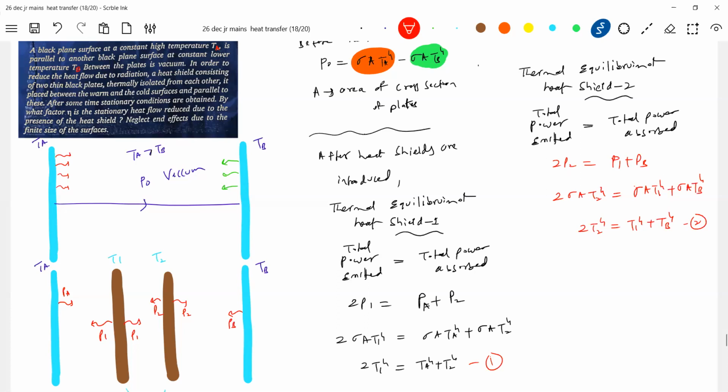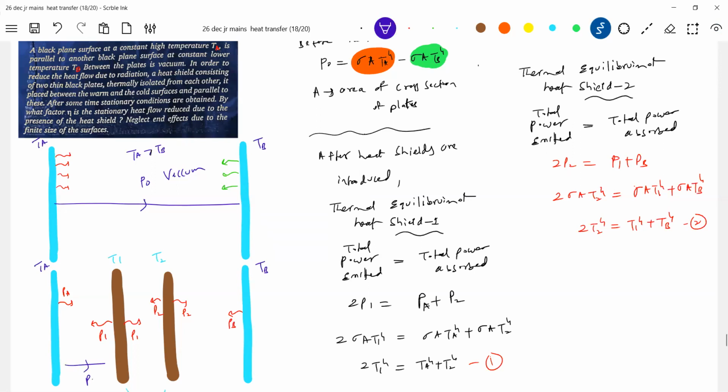But what is the question? It is asking: after stationary conditions are obtained, by what factor eta is the stationary heat flow reduced due to the presence of the shield? What do you mean by heat flow? I think the question is not yet over. Earlier the flow was P0, no? Now what is the flow? PA minus P1 is the flow, or P1 minus P2, or P2 minus PB. So this is P now.